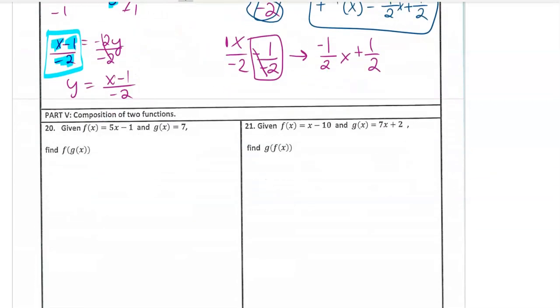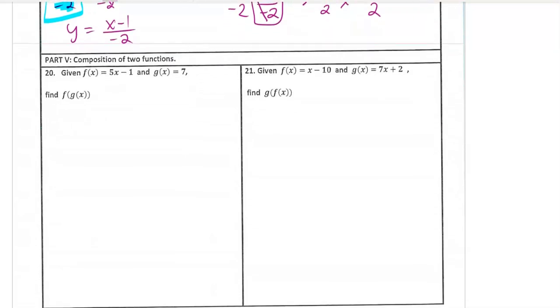All right, number 20. Composition of two functions. This is the stuff you learned this week. It says f of x is 5x minus 1, and g of x is 7. The question wants us to find f of g of x. Which function is going to go inside? G of x is going inside of f of x.